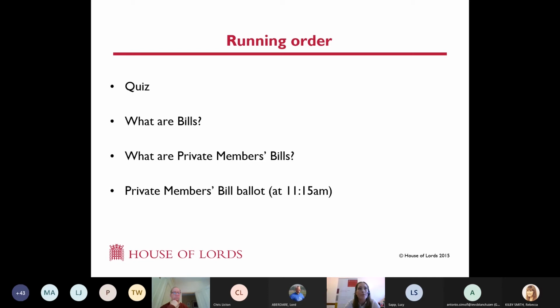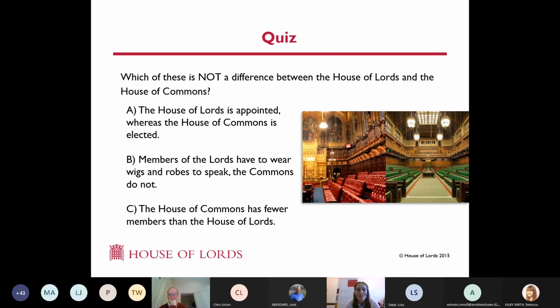So we'll start off with the quiz, and this is just going to test your knowledge of Parliament and of the House of Lords. I'll read out the questions and the options, and then I'll give you about 30 seconds per question to think of the answer. I'll let you know when there's 10 seconds left on each question. So we'll begin with the first question.